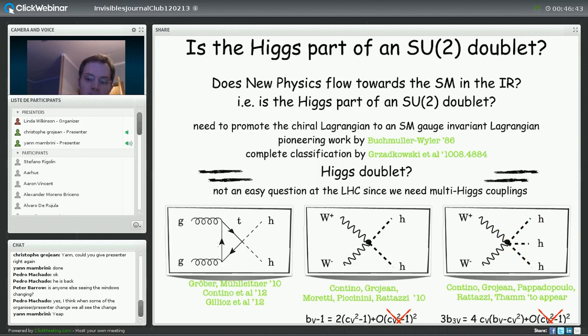So if you look and can see this particular production mode, this means that this new vertex will be present in your theory, which will point towards models, for instance, where the Higgs is a composite object.